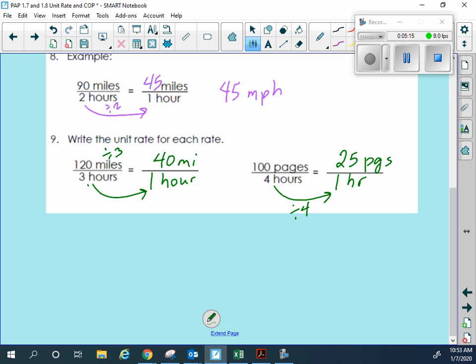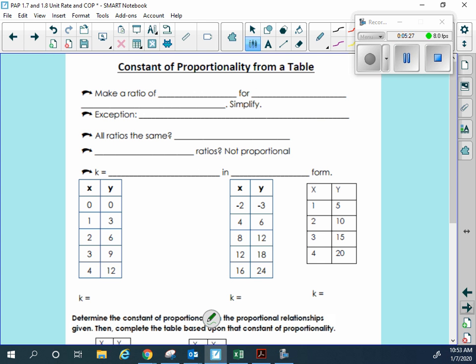Does anybody have any questions on unit rate? Like I said, that should have been a review from last year's 6th grade. All right, we are going to move on to the next page.